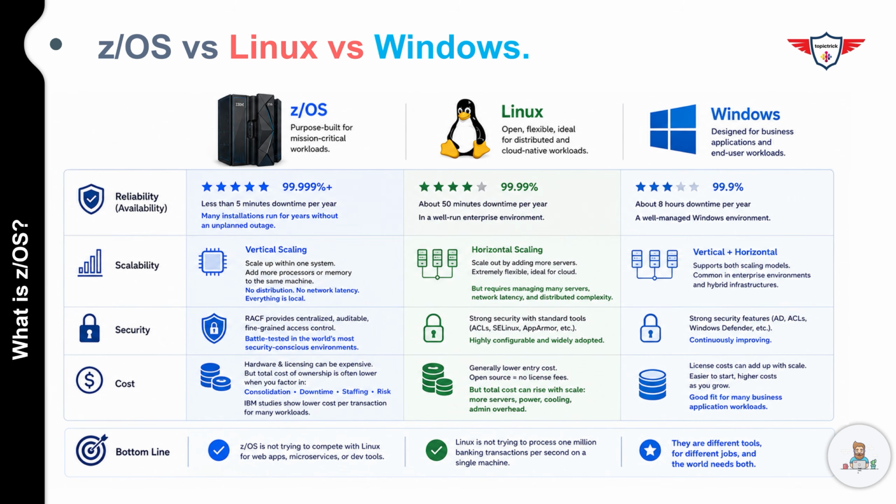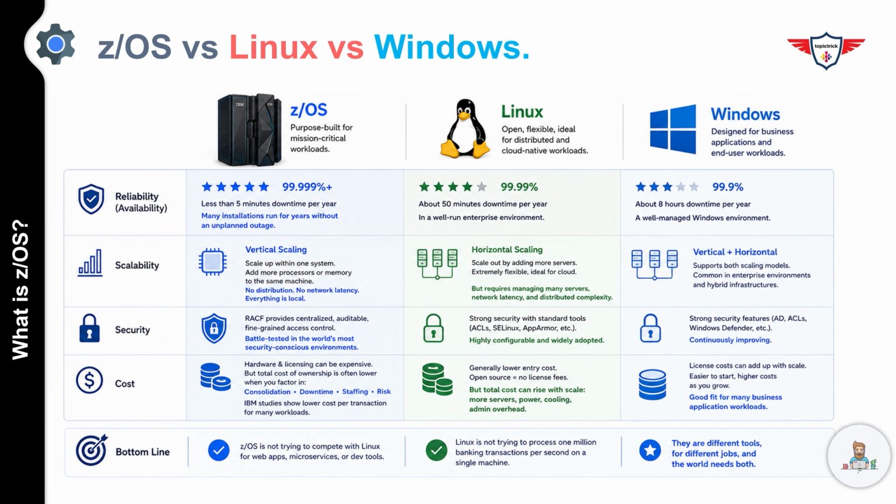Now, if you talk about z/OS, which is designed for 99.999%, which is less than 5 minutes per year, and many production installations exceed that, running for years without a single unplanned outage. Now let's talk about our next parameter, that is scalability.